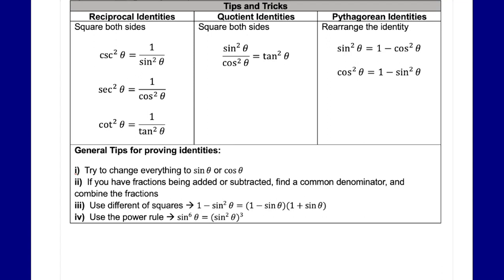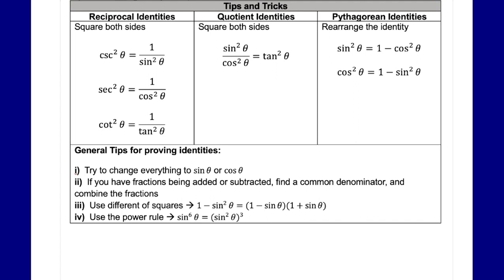Use difference of squares. I might be able to cancel out some terms or simplify some things using difference of squares. So for example, 1 minus sine squared theta is a difference of squares. Those are both perfect squares. So I could break that down into 1 minus sine theta times 1 plus sine theta. I can also use the power rule. So sine to the power of 6 theta is the same thing as sine squared theta to the power of 3, multiplying the exponents there. So similar idea, I could use power rules.